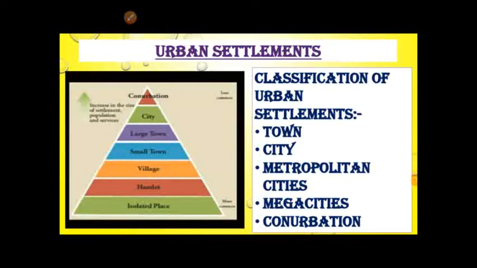Urban settlements. Urban is a term related to cities and towns where people are primarily engaged in non-agricultural activities such as secondary, tertiary and quaternary activities. Classification of urban settlements. Urban centers are classified as towns, cities, metropolitan cities, megacities, conurbations, etc., depending on the size, services available, and functions played by them.